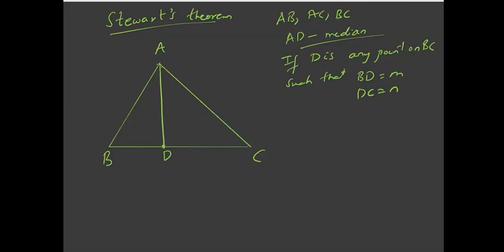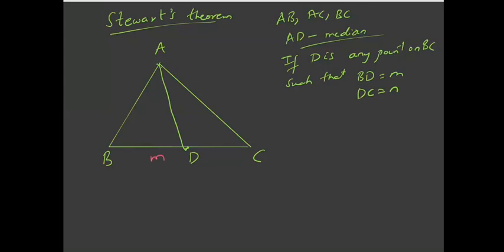Okay, AD is not perpendicular. It might be appearing perpendicular in the diagram. Just a second. Let us say this is D and this is AD. So you want to find out the length of AD. Right? So you know all the lengths AB, AC, BD, DC. Now you want to find out the length of AD. So for this purpose, we use this Stewart's theorem.